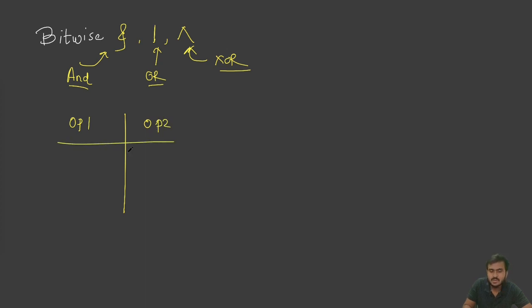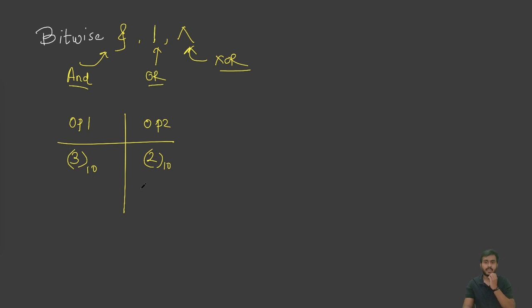Let's consider the first operand is, let's say, 3 in binary. Okay, and let's say not in binary. Let's consider the first operand, let's say it is 3 in decimal, and let's say the second operand that we have is, let's say, 2 in decimal.